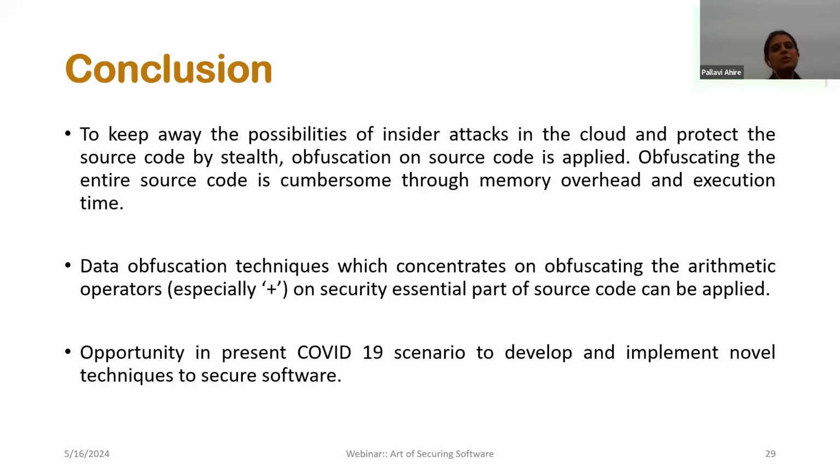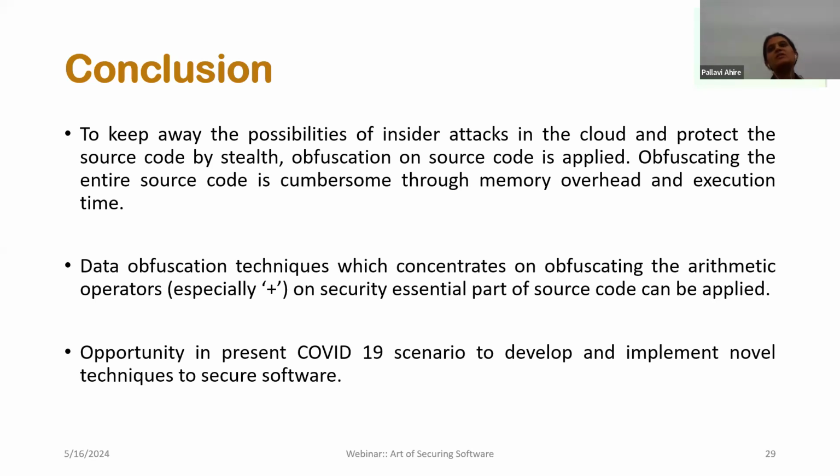So to keep the possibility of insider attacks in the cloud as well, to protect your source code from theft, you can apply the obfuscation mechanisms. Obfuscating the entire code may not be possible. It may be cumbersome, because you could see that my original code had only 3 lines. My obfuscated code has 5 lines. So it is a memory overhead also. It is an execution time overhead also. But even though you have overhead, this is the price we have to pay in order to protect our code. So we can apply a variety of data obfuscation mechanisms.